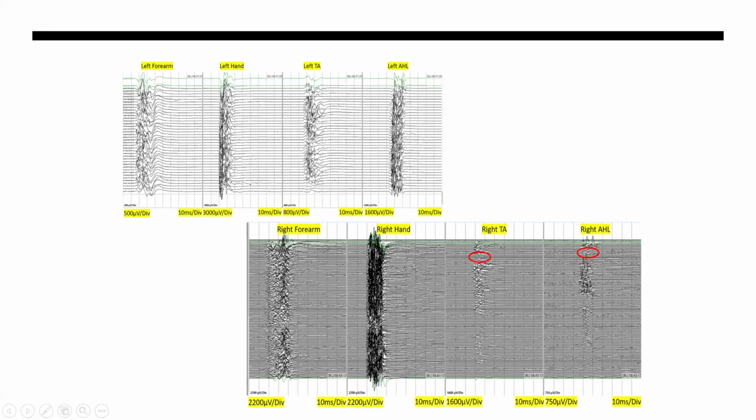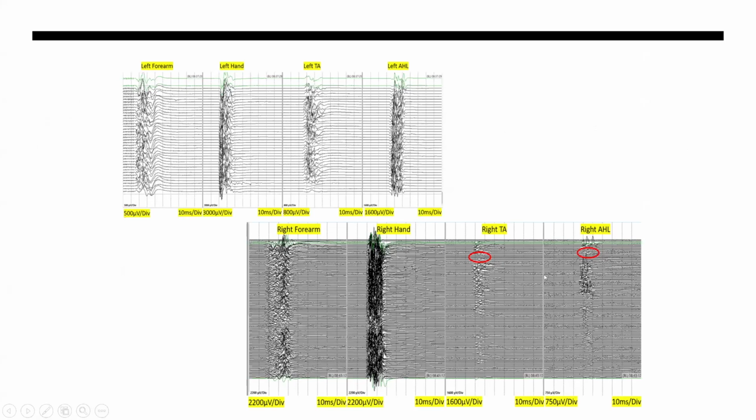In this case, what you're looking at here is motor evoked potentials, and you're seeing the entire case. It's a trend over time from the top to the bottom, the beginning of the case to the end of the case, and you're seeing the motor evoked potentials from the upper extremities on the left, and the lower extremities on the left, and the right upper extremities and the right lower extremities.